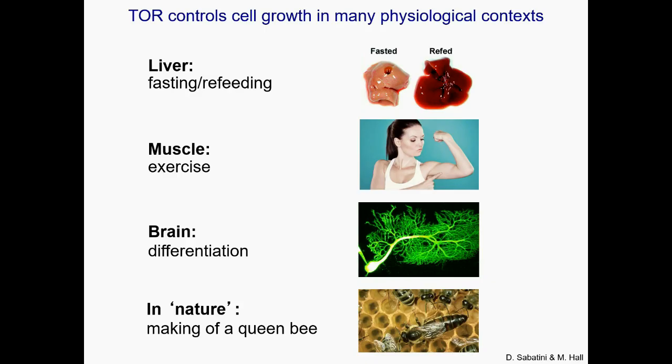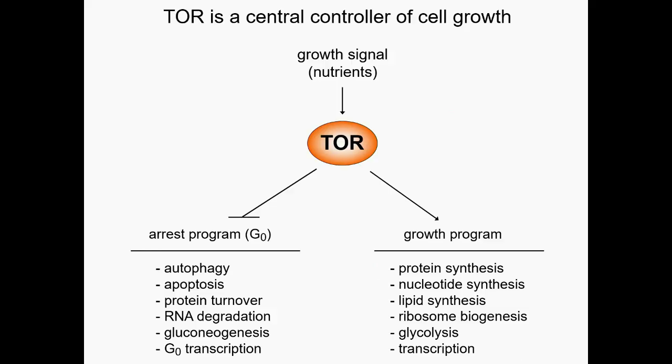Well, it does so by controlling a large number of cellular processes which collectively determine mass accumulation and thereby cell size. And these processes can be subdivided into 2 groups: the anabolic processes which TOR activates, and the catabolic processes which TOR inhibits.